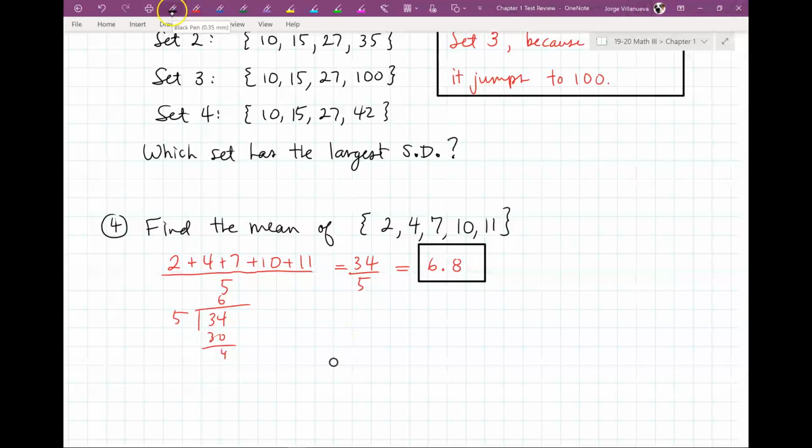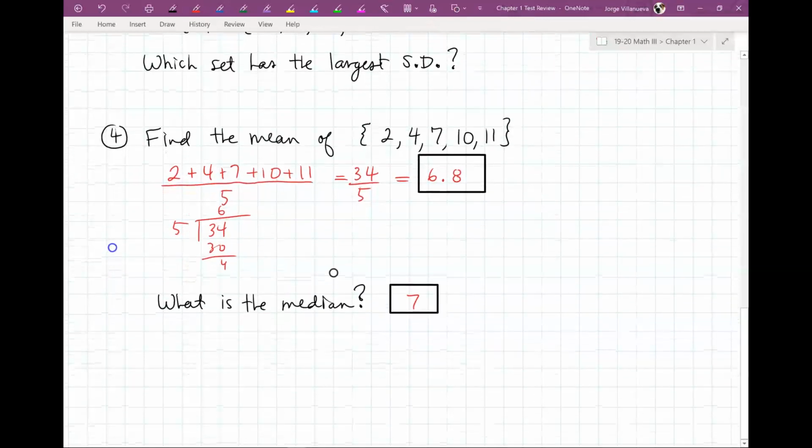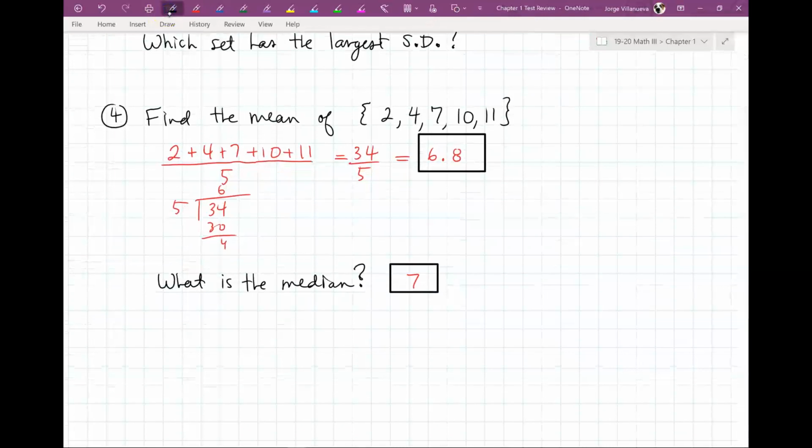If I asked you for the median, what is the median? 7, right? That's the number in the middle. So if I ask what's the median, you just put 7. If I ask you for the mode, which number comes out more often than once? None of them. So what is the mode? Just write none.